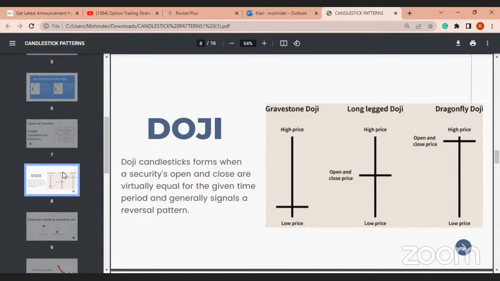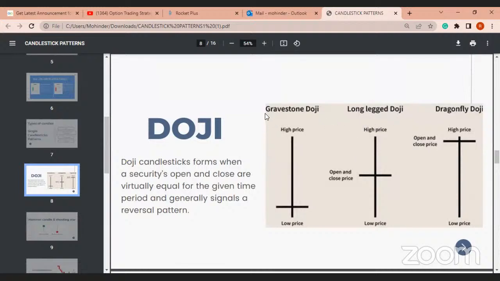I hope you remember the body and wick. The body will be much smaller than the wick, which means it opens there and closes in almost a near range. If that happens, the body will be much smaller and you will have a longer wick. That's what we call a Doji, and this one has a particular name: long leg Doji. Long leg Doji means the body will be small and you can see a lot of wick there. The high it created and the low it created are much further out. That is why it's called long leg Doji.